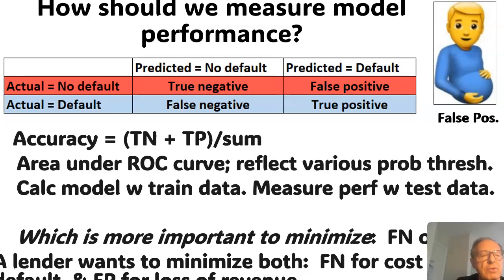The main measure we're going to use to measure performance will be accuracy: true negative plus true positive divided by the sum of all four of those. Another one is area under the ROC curve, which measures how well the model distinguishes between true positives and false positives.